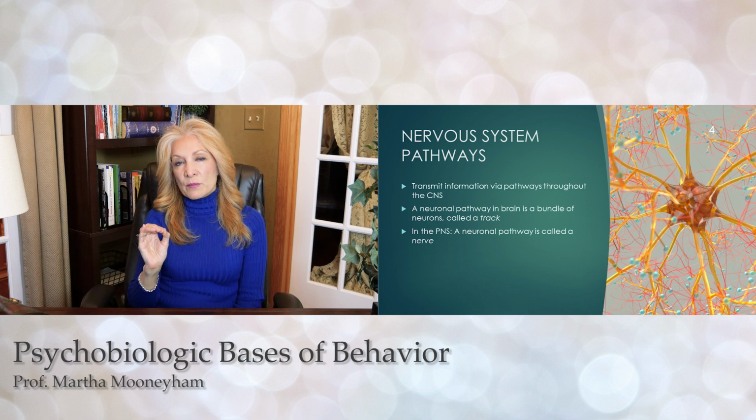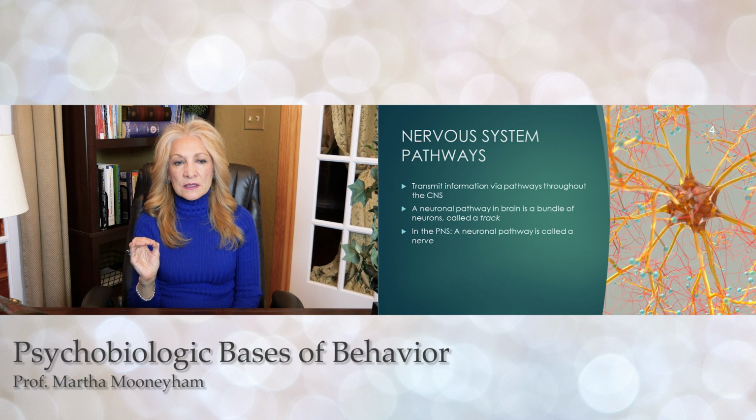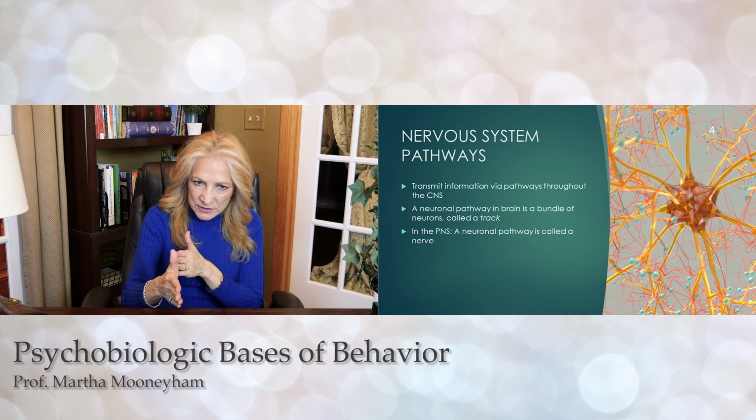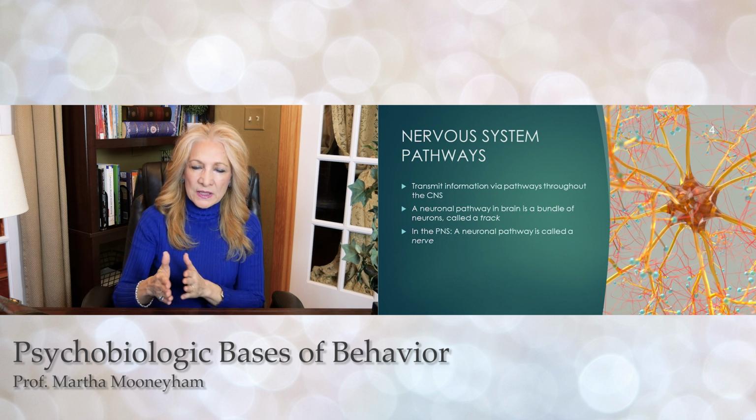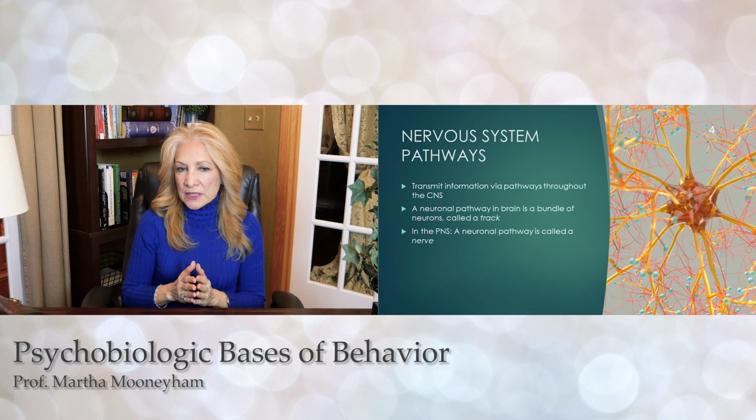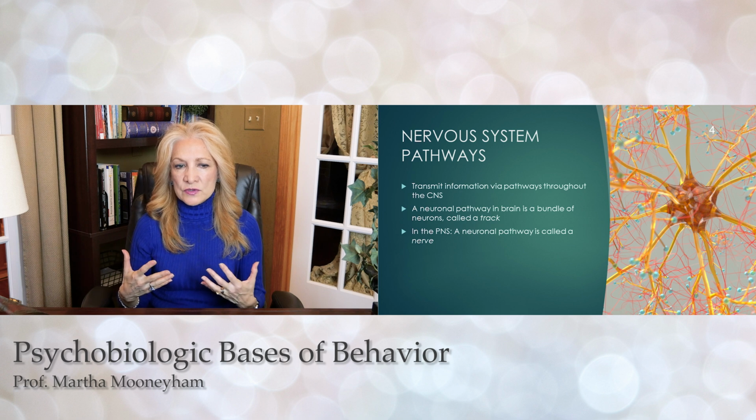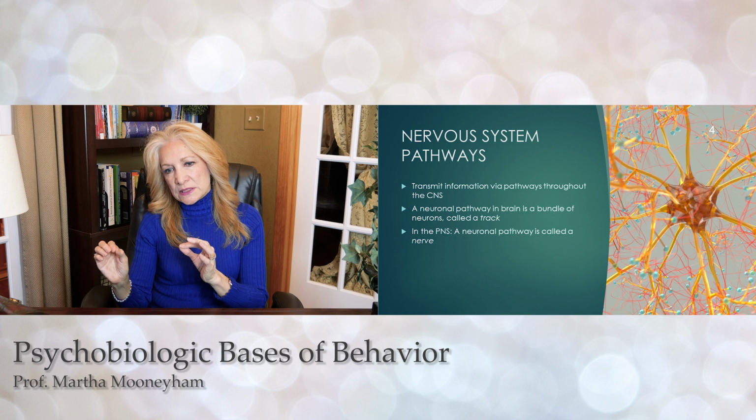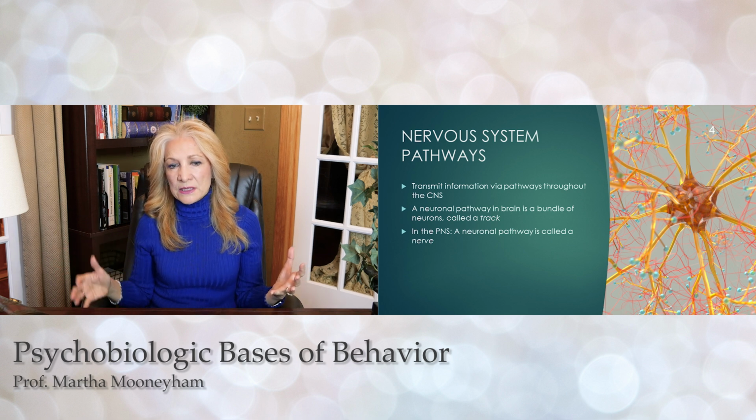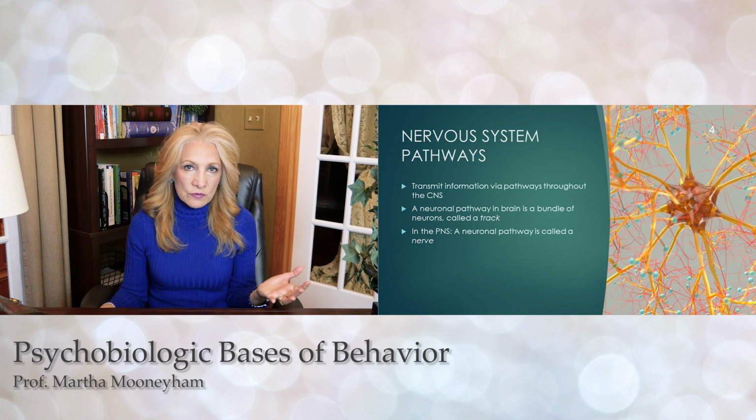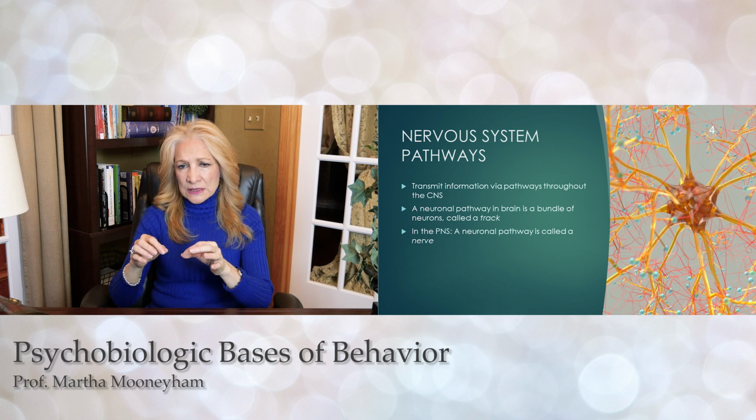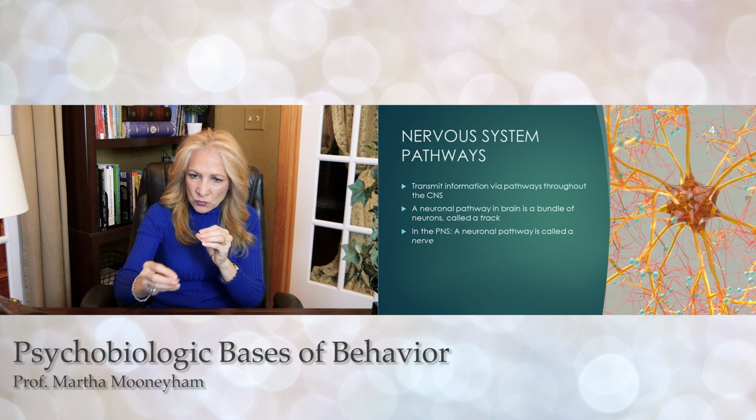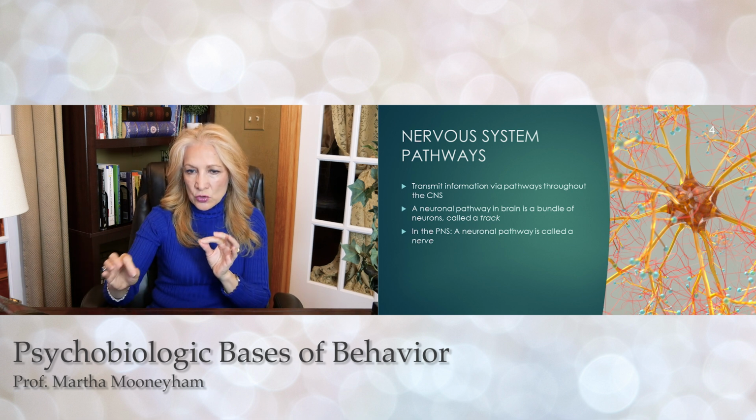Talking a little bit more about the nervous system pathways, they transmit information via pathways through the central nervous system. A neuronal pathway in the brain is what we call a bundle of neurons or a tract. But these bundles of pathways, neuropathways in the rest of the body, is what we typically call a nerve. And you can actually see in an autopsy the nerve, the bundles of neurons connected one to another as a nerve.